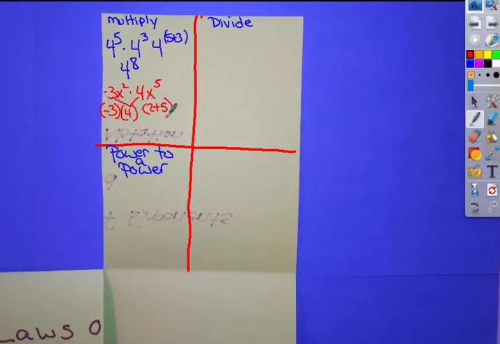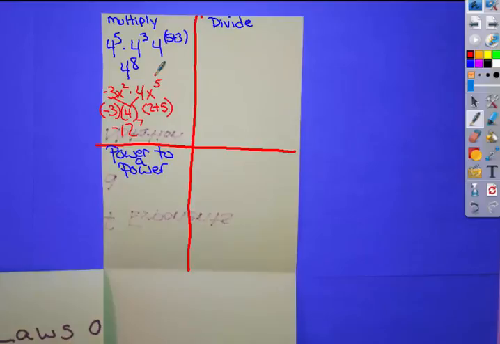Well, in this case, negative 3 times 4 is negative 12. 2 plus 5 is 7. So I actually have negative 12 to the 7th power. So there was really no difference. If the base numbers are different, you just multiply them. And then I just added my exponents. The rule stays the same when I am multiplying. I want to make sure I multiply my base numbers unless they're the same. Then I can keep it, and then add my exponents.